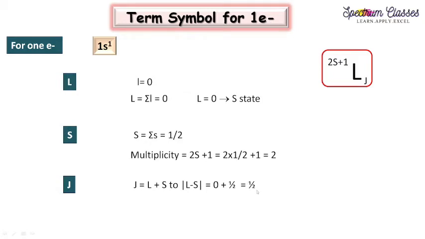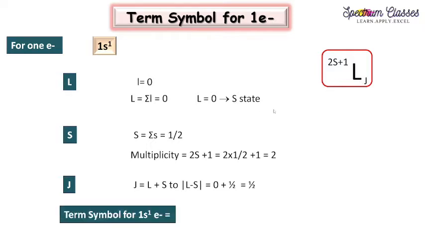Now, how to write the term symbol? Here is the way we can write the term symbol. First write the state corresponding to the total orbital angular momentum. So here the S state is there.